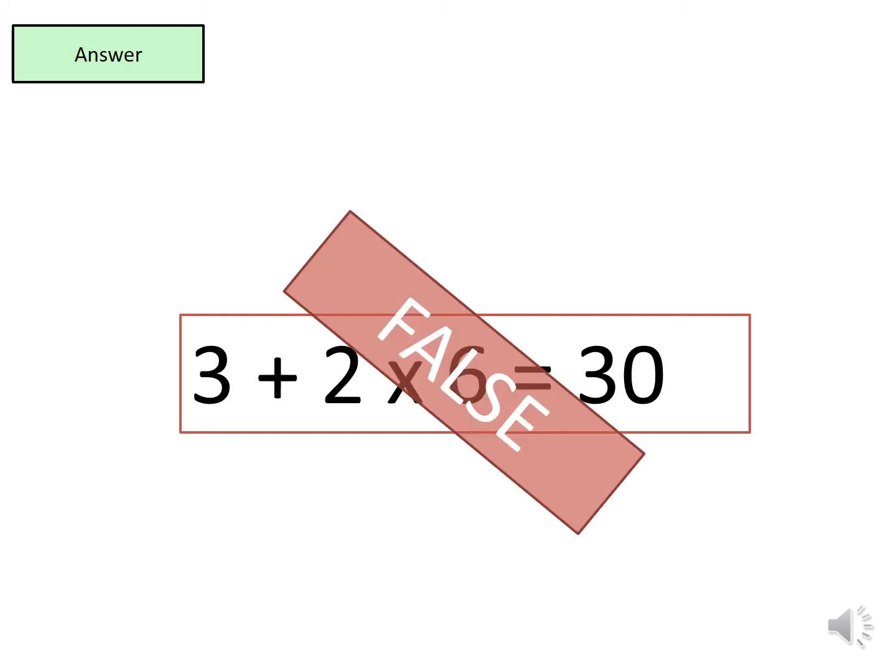Okay, the answer is false. 3 plus 2 times 6. We're doing the 2 times 6 first, which is 12. Then we're adding the 3, which is 15. And the answer should have been 15. What the question has done here is it's done the 3 plus 2 first, which is 5, and then multiplied that by 6, which gives us 30. So it's very important you do it the correct way.